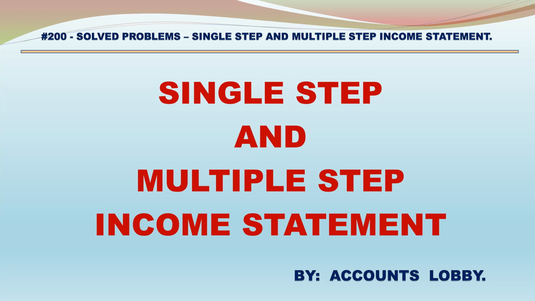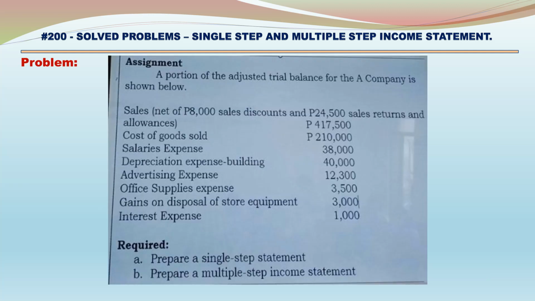Solved problems. Single step and multiple step income statement. Problem. A portion of the adjusted trial balance for the company is shown below.